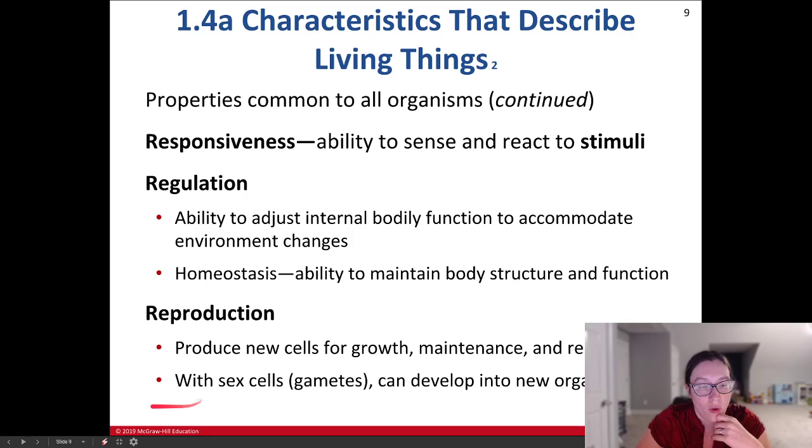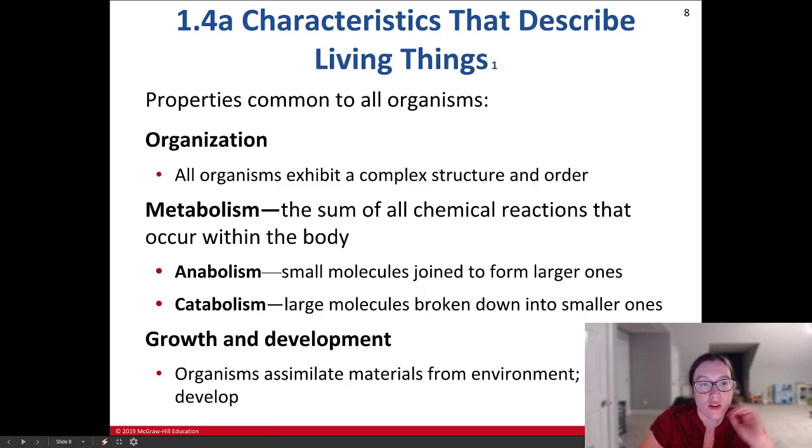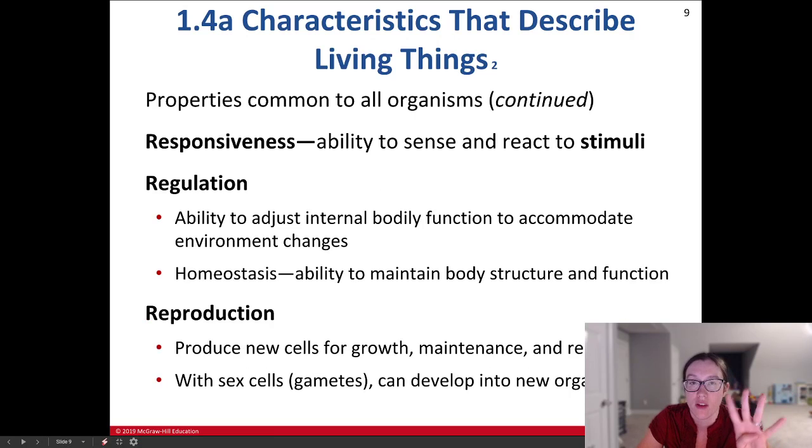And then finally, all organisms are able to reproduce, right? And this is two different types. We can produce new cells for growth, maintenance, and repair. So if you scrape your skin, you're going to grow new skin cells. But also we can reproduce with sex cells or gametes to form a whole new organism. So those are the six characteristics that describe living things: organization, metabolism, growth and development, responsiveness, regulation, and reproduction.